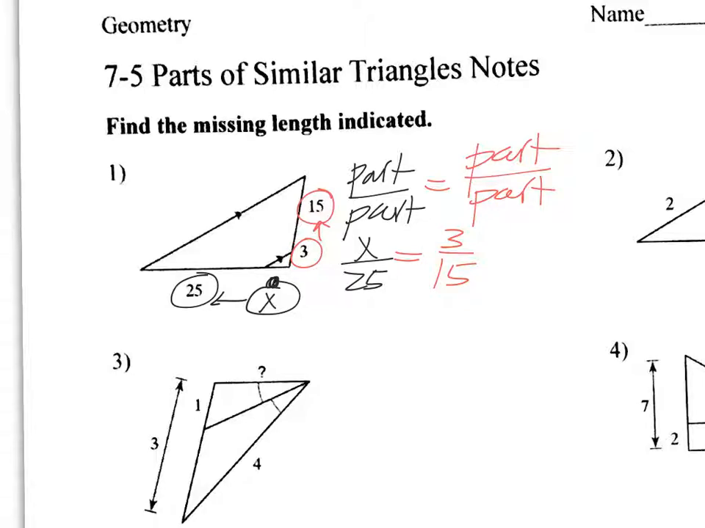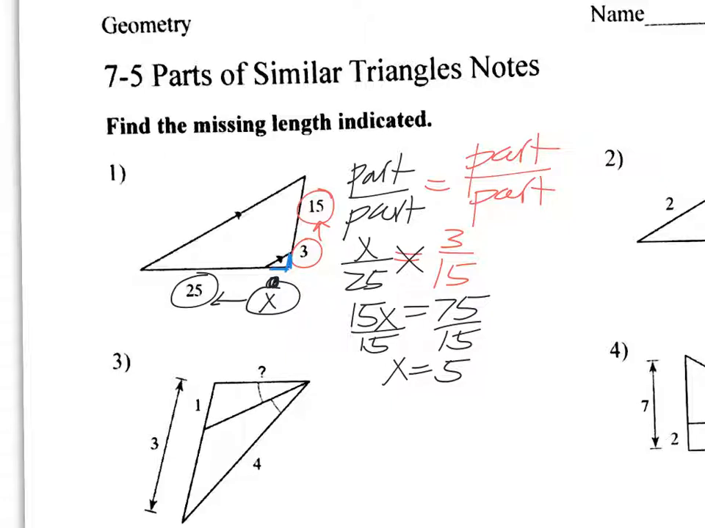Now, the thing you have to do is remember X is with this little segment, 3 is with that little segment, which are connected. Those have to go together on the top. That's real important. So you just cross multiply and you get 15x equals 3 times 25, 75. If you divide by 15, then you get x is 5.